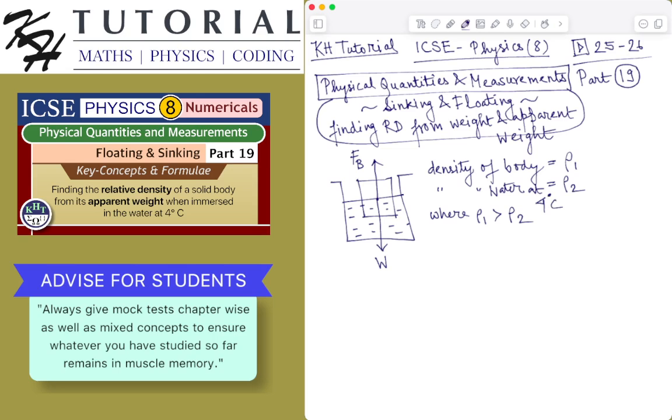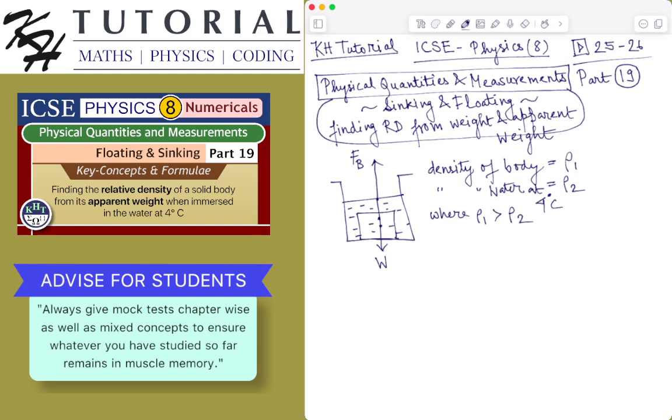Now, it is a known fact that the body is denser than water at 4 degrees centigrade, meaning rho1 is greater than rho2. In this scenario, the figure I have drawn is wrong. We know that when a solid body is denser than a liquid, it sinks. So the diagram should have been like this. It sinks.